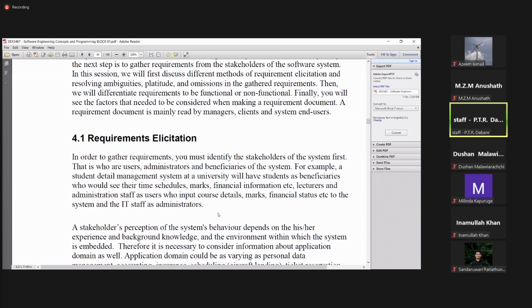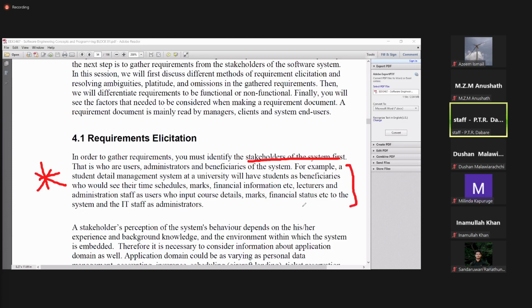So now, stakeholders. Now read this section, then you will understand about the stakeholders. In order to gather requirements, you must identify the stakeholders of the system first. That is, who are users, administrators, beneficiaries of the system. See, an example is given here.